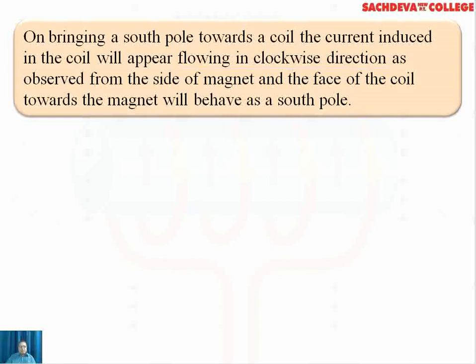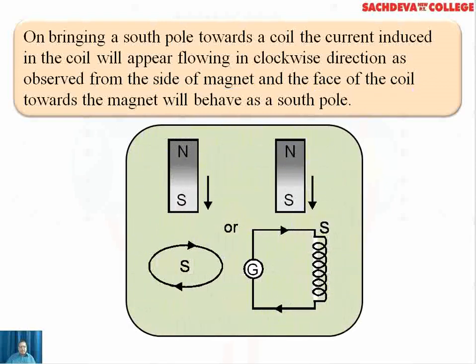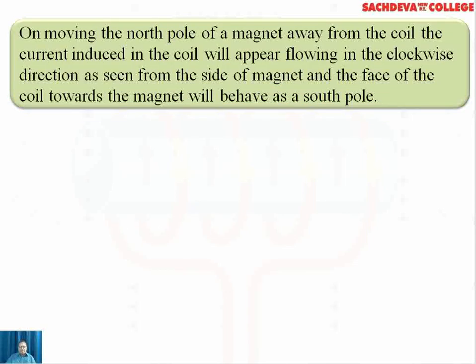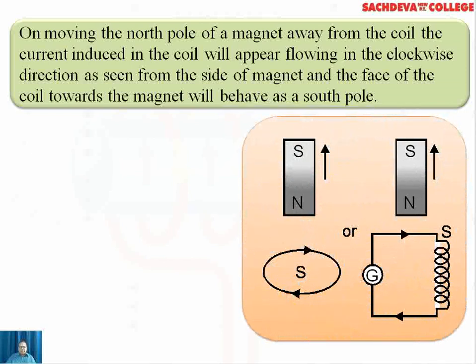direction, as observed from the side of the magnet, and the face of the coil towards the magnet will behave as a south pole. On moving the north pole of the magnet away from the coil, the current induced in the coil will appear flowing in the clockwise direction, as seen from the side of the magnet, and the face of the coil towards the magnet will behave as a south pole. Now we are finding in the figure that the north pole is brought nearby the coil and opposite polarity is induced, and that opposite polarity will attract the north pole and the velocity of the magnet will slightly increase.